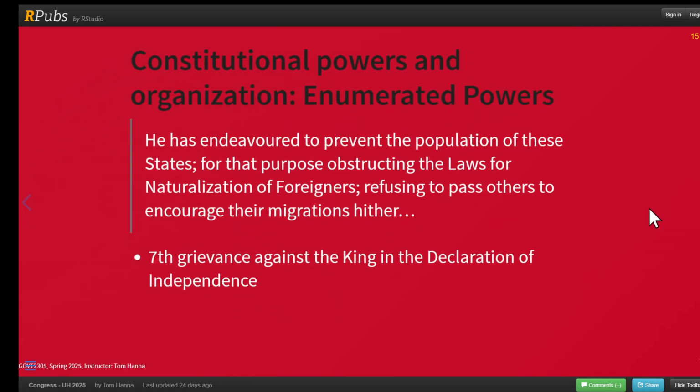So, how do I know that this was intended to promote immigration and not to obstruct it? Well, the seventh grievance against the King of England in the Declaration of Independence. So this is from the Declaration of Independence.